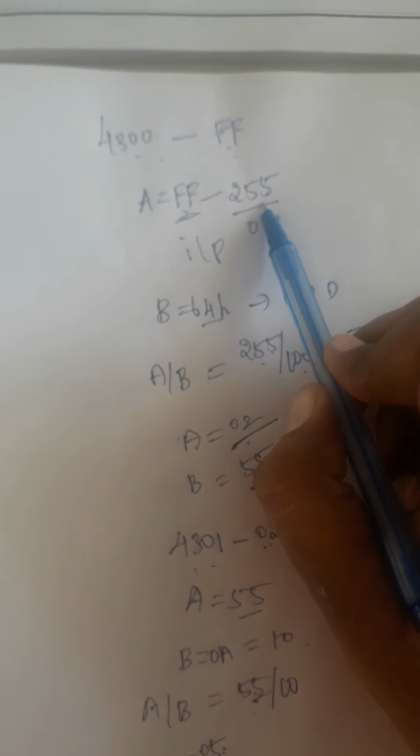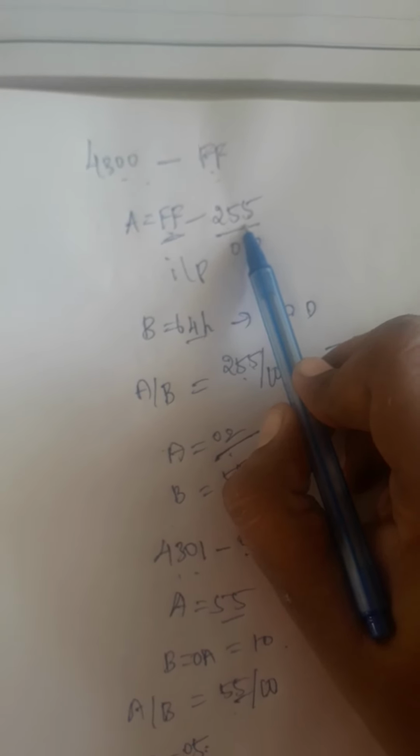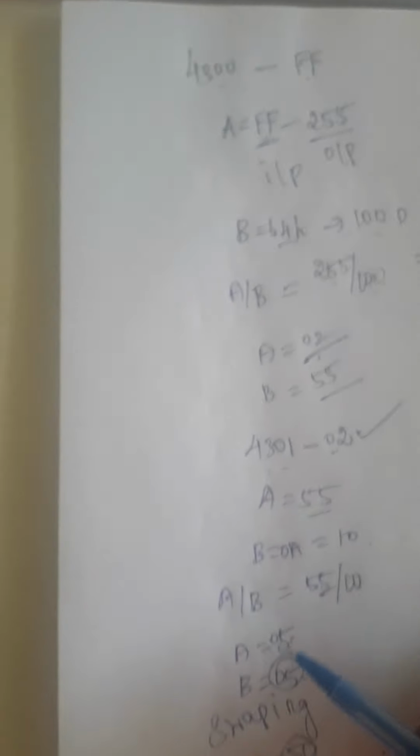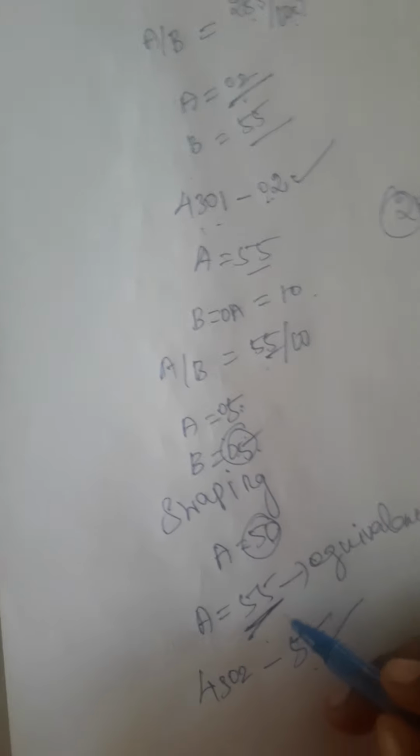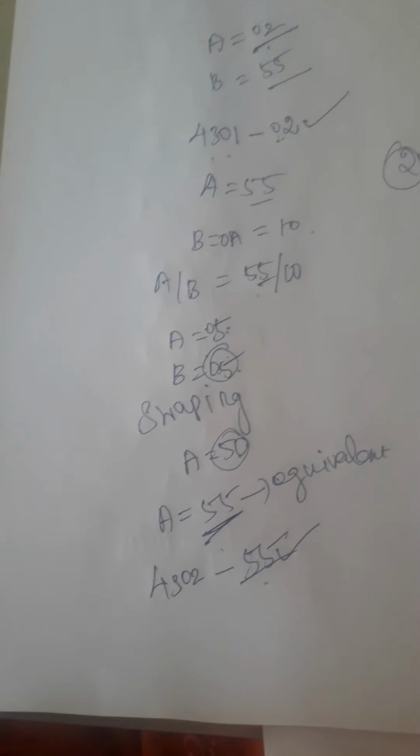So I am giving input FF, result is 255. We cannot store this 255 in a single location, that's why 2 will be stored in 4301 and 55 is stored in 4302. So this is the result we are going to get in the kit. Okay. So now I am going to enter the program in an 8051 microcontroller kit.